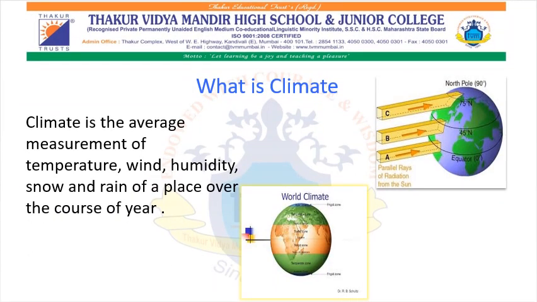Let us see what is climate. Climate is the average measurement of temperature, wind, humidity, snow, and rain of a place over the course of a year.